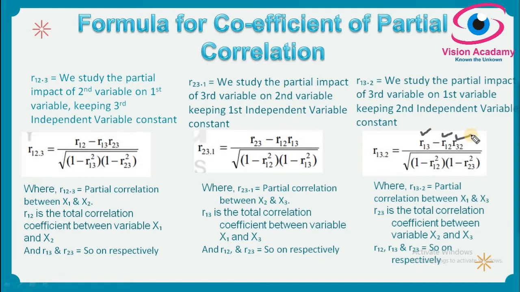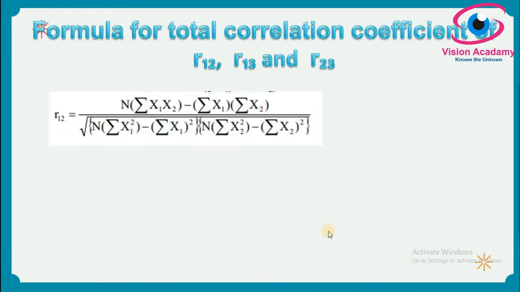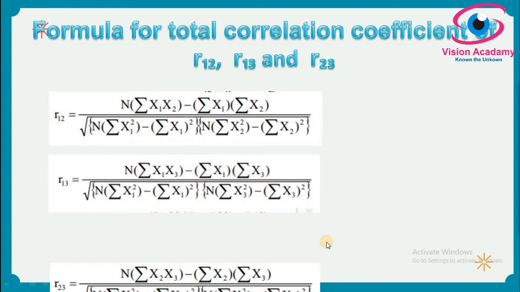There only we can apply all these three formulas. In my last lecture on multiple correlation, I showed you how to derive these values using a formula, that is R23, R12 and R13. Here also the same formula will be used and the values will be derived. So I will show you how we are going to derive the values of R12, R13 and R23.